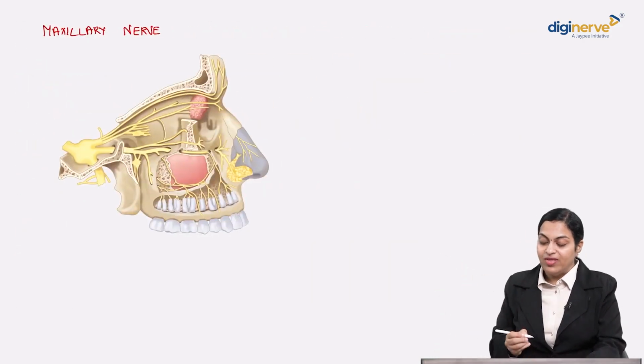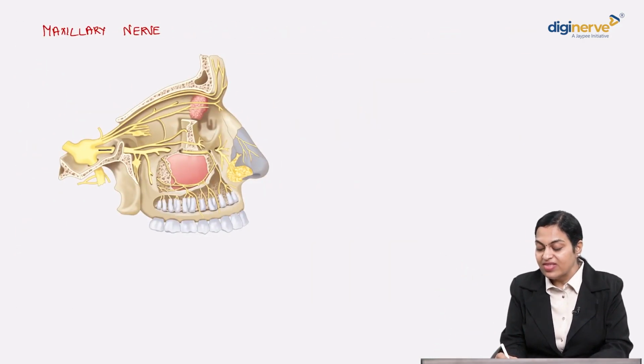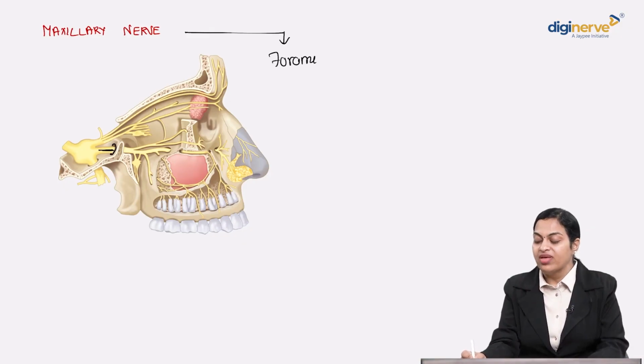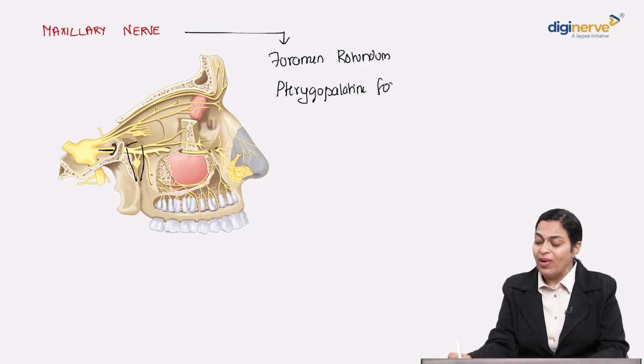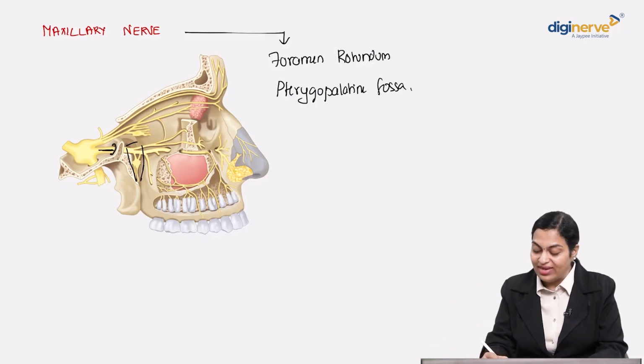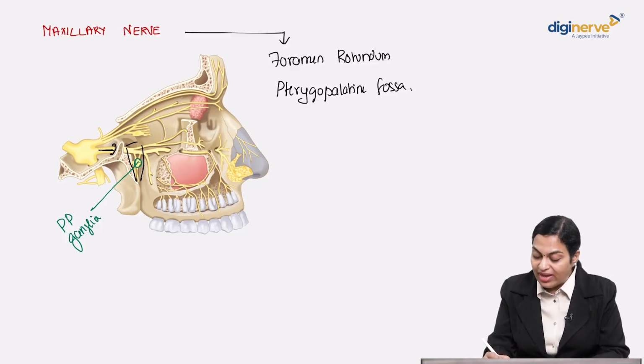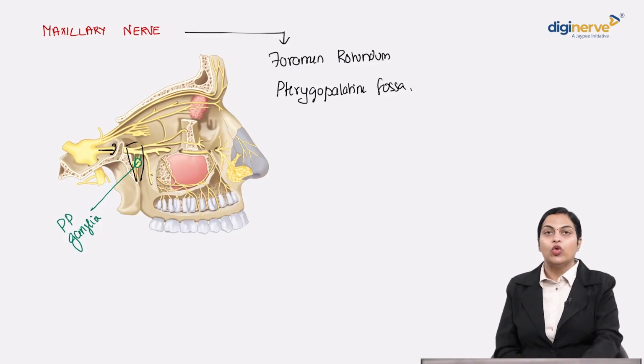So, where is the maxillary nerve here? This is the maxillary nerve. And you can see a foramen here. The maxillary nerve passes through the foramen rotundum. And it reaches this area that you see here, which is called the pterygopalatine fossa. And in the pterygopalatine fossa, can you see here there's one ganglion, the pterygopalatine ganglion, right? So this maxillary nerve, through the ganglionic branches, will communicate with the pterygopalatine ganglion.